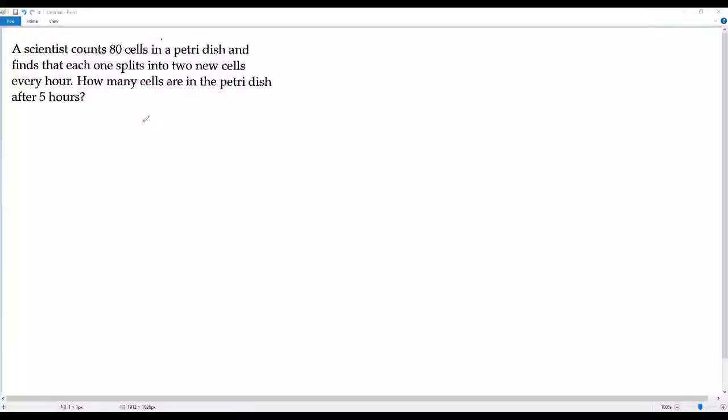Here we have a math question. Okay, let's go with the question. A scientist counts 80 cells in a petri dish and finds that each one splits into two new cells every hour. How many cells are in the petri dish after 5 hours?